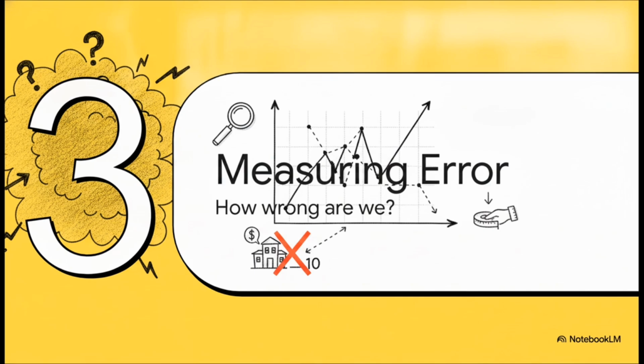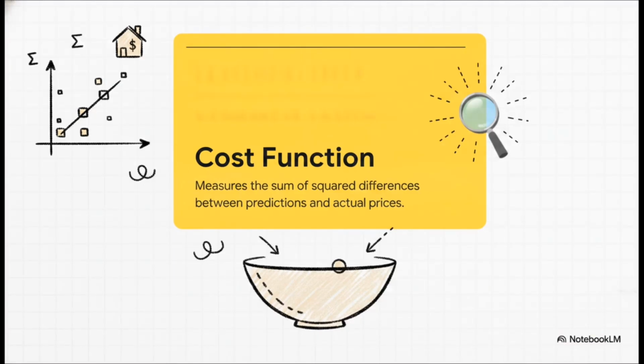Next up, Section 3, measuring the error. So, the crucial point is, we have a conflict. If we just blindly guess these parameters, our prediction line is going to be absolutely terrible. We might end up predicting that a sprawling mansion costs $10. To fix this, we need the cost function, denoted as J of theta.